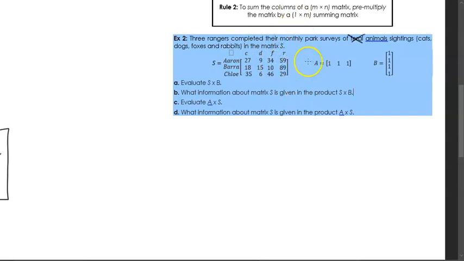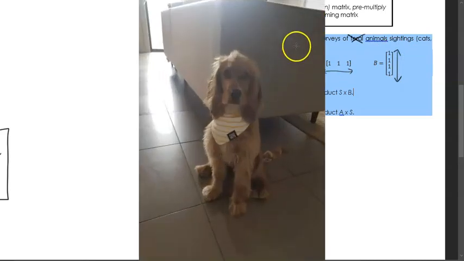Now on the side of this, we have 2 other matrices. We have a row matrix, which is full of 1s, and there are 3 ones specifically. And matrix B is 4 1s, which is a column of 4 1s. And it's specifically 3 and 4. The 3 across is to represent how many people there are, Aaron, Barra, and Chloe. And 4 down is to represent how many different types of animals there are, cats, dogs, foxes, and rabbits.